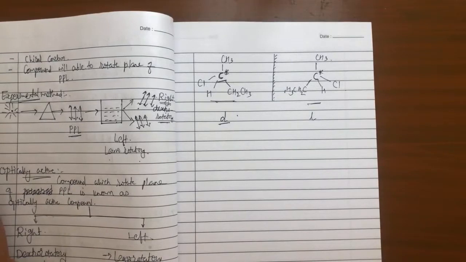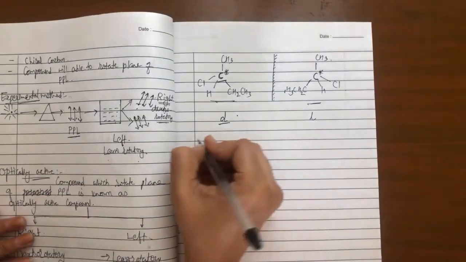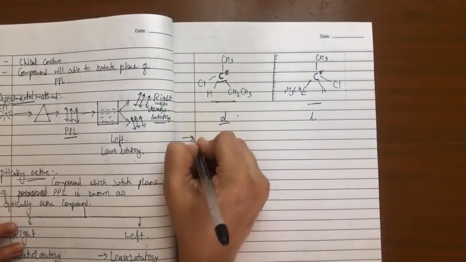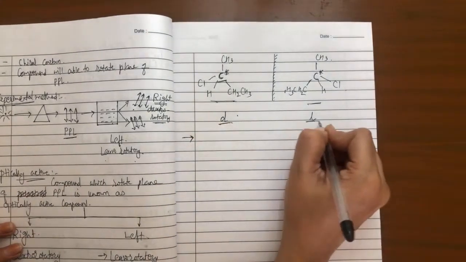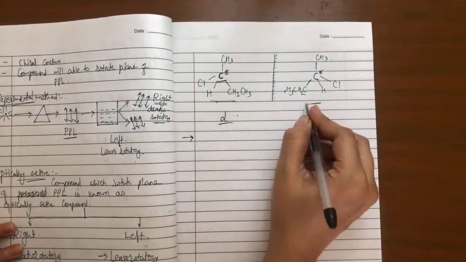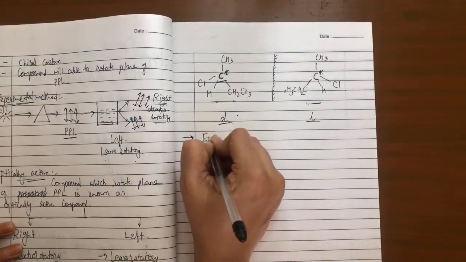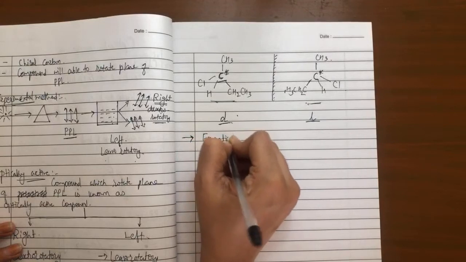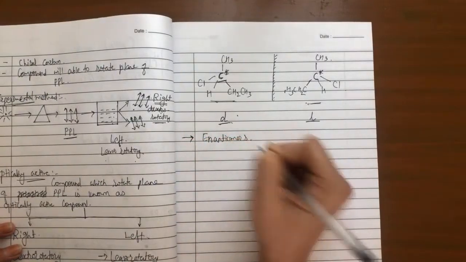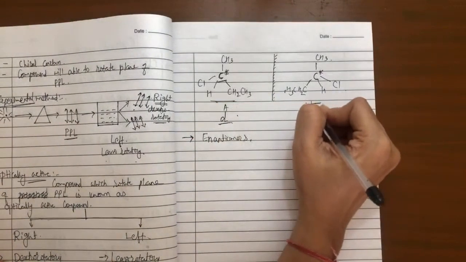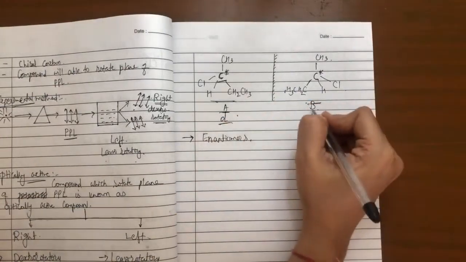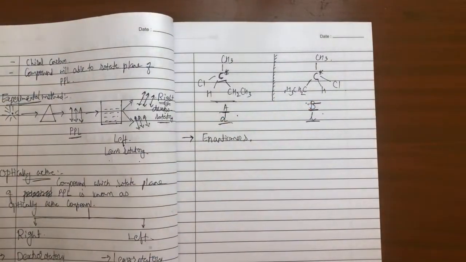Now here we have 1D and 1L. These two are optical isomers and they are even known as enantiomers. Compound A and compound B are enantiomers of each other.